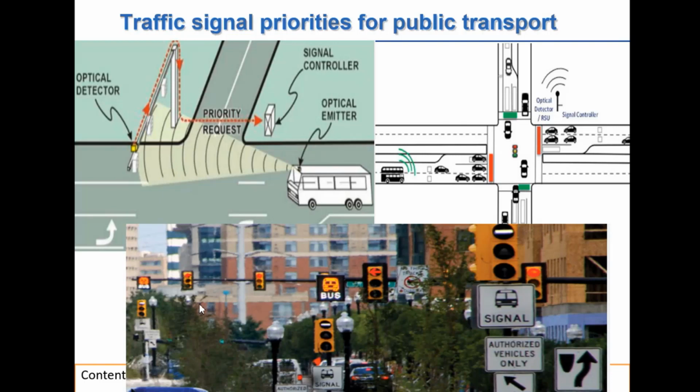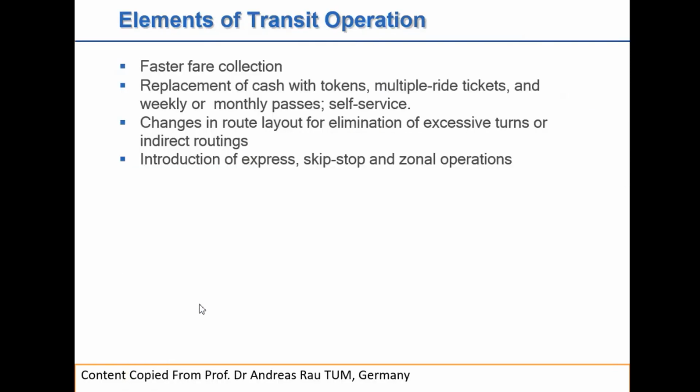Okay, so those are the parameters through which we can give priority to transit, either tram, railway intersection, or the BRT as well, at any particular section.